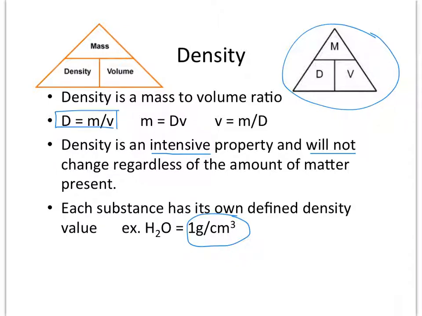Now if I need to solve for mass, I'm going to cover up the M here, and it's going to tell me to do density times volume. And if I want to solve for volume, or V, I'm going to cover up this V here, and it's going to tell me to do mass divided by density. So based on what variable we need to solve for, we have a real easy way to solve for that unknown variable. You will also see my density triangle in the classroom.